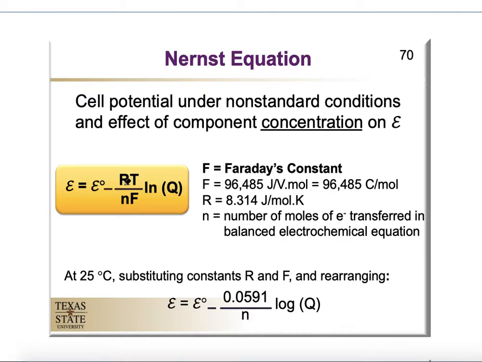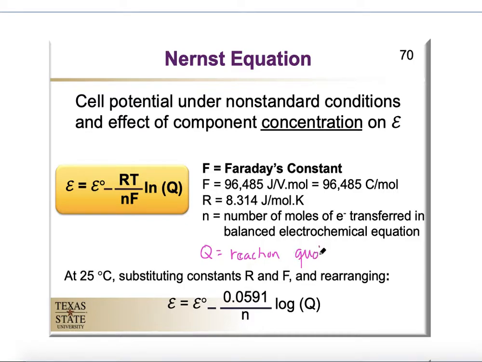In this term, R is your gas constant, which is 8.314 joules per mole Kelvin. T is your temperature in Kelvin. n is the number of electrons being transferred. Again, that's the number of electrons that is equal between your reduction and your oxidation. F is Faraday's constant, and that's 96,485 joules per mole per volt. And then ln Q, where Q is your reaction quotient. I didn't write it down, but Q is your reaction quotient.